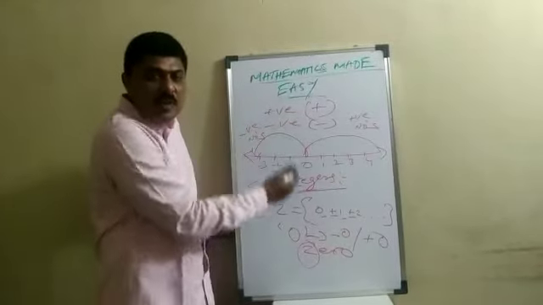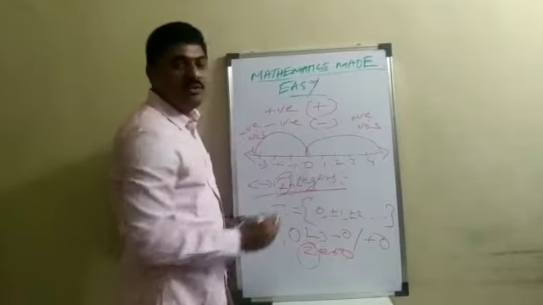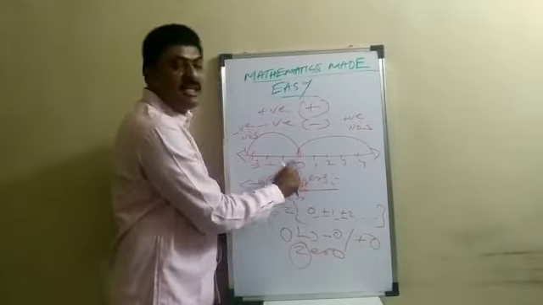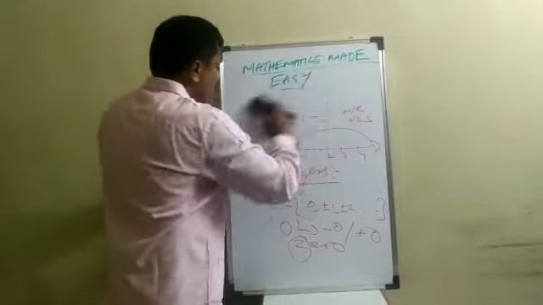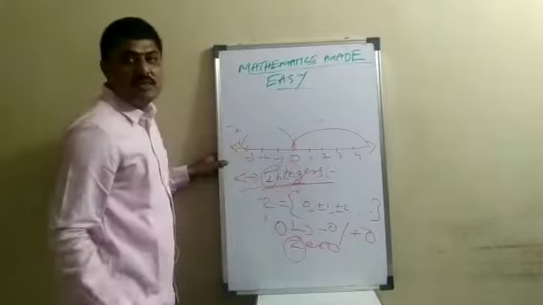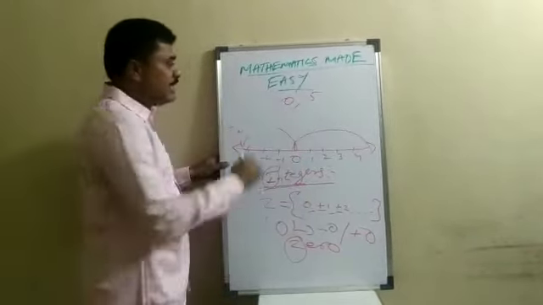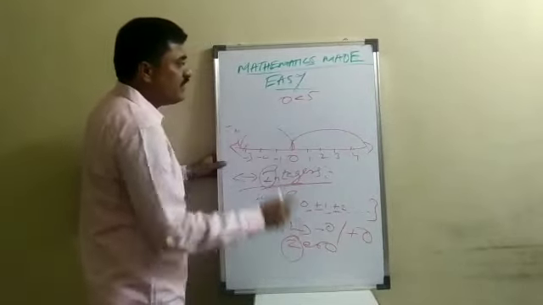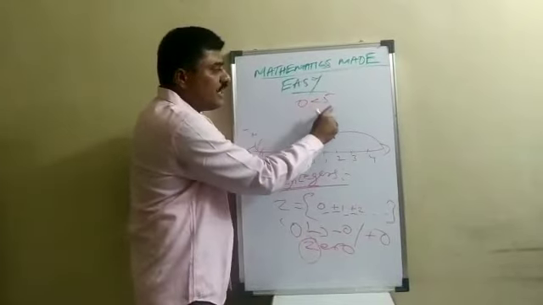Again, we have some properties of these integers. Here, all positive integers are greater than 0. Whereas all negative integers are less than 0. Why? If I take 0 and 5, which is greater? 0 is less than 5. I will say so because 5 is a positive integer, so 0 is less than 5.